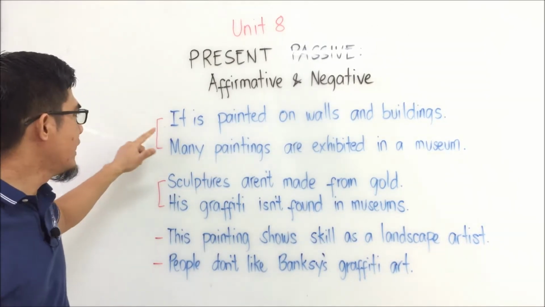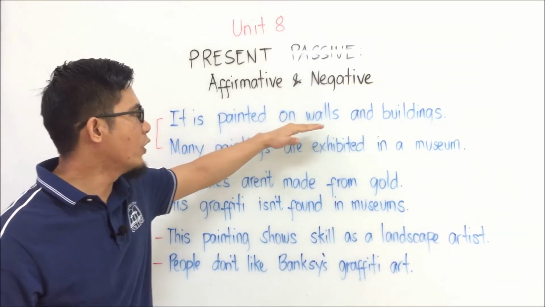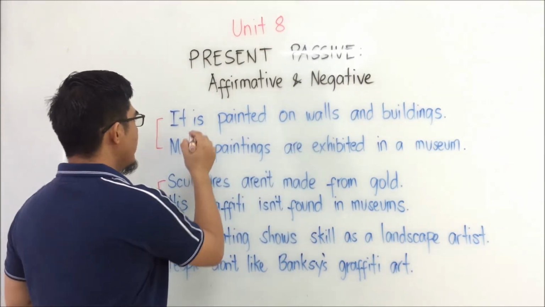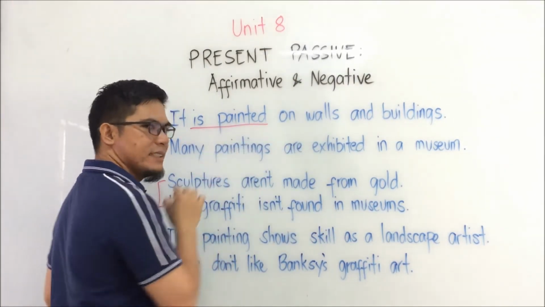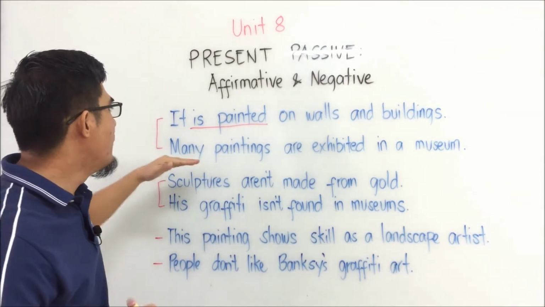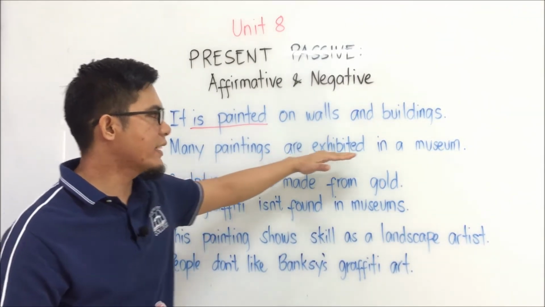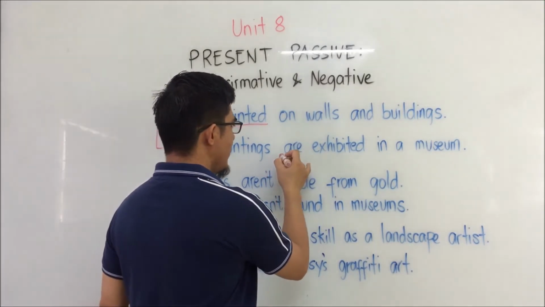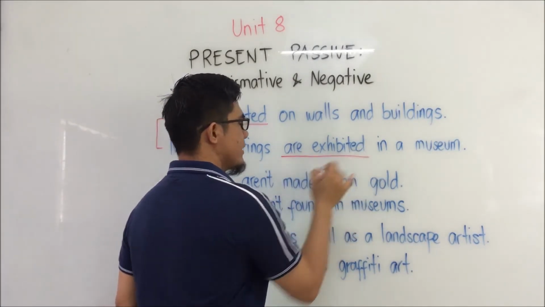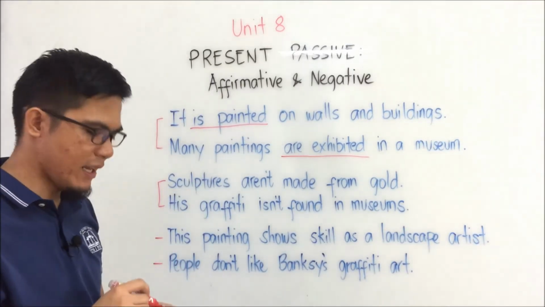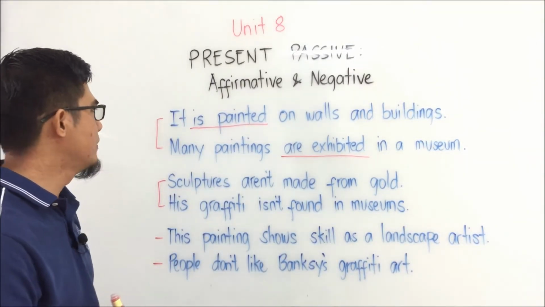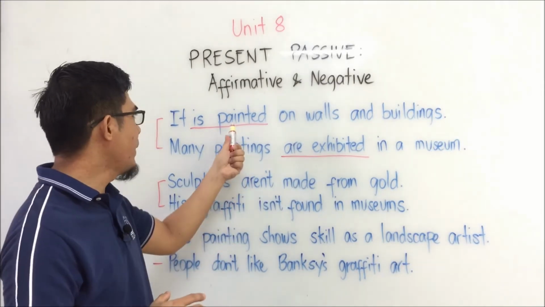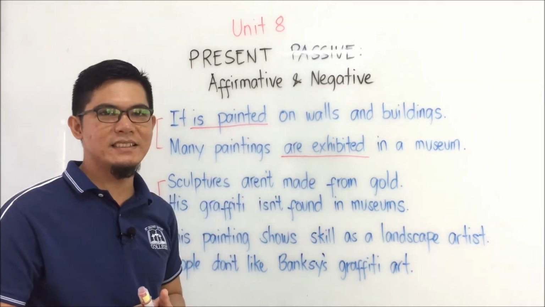Let's read. It is painted on walls and buildings. The verb is painted. Next, many paintings are exhibited in a museum. The verb is are exhibited. Alright? Take a closer look. Is and are. Painted, exhibited.